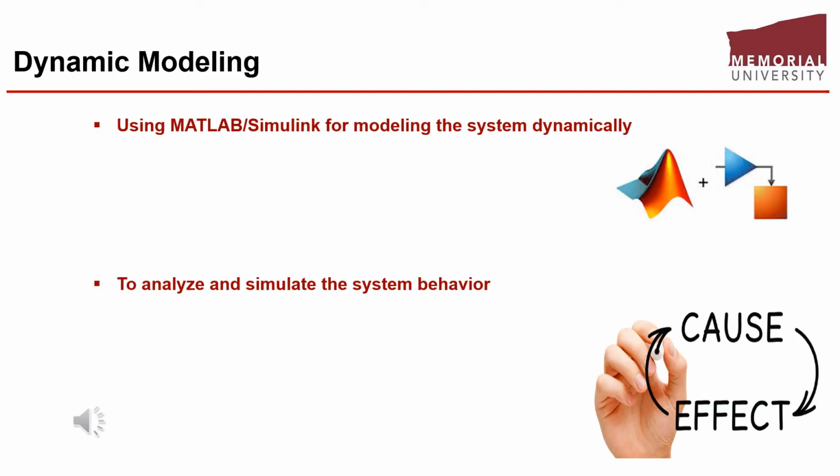In this part, we're going to use MATLAB Simulink for modeling the system dynamically. To achieve this purpose, we're going to analyze and simulate the system behavior, such as changing some dominant parameters like wind speed, solar radiation, load demand, and check the results such as stability, reliability of the system, and state of charge of the battery.